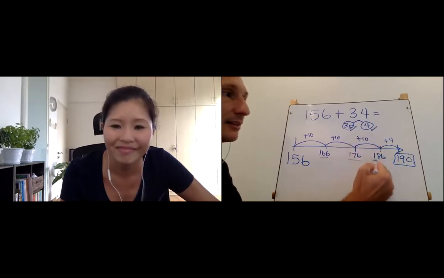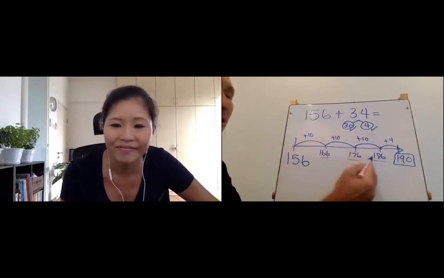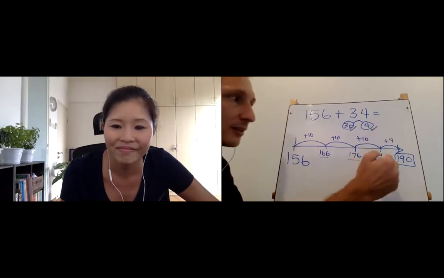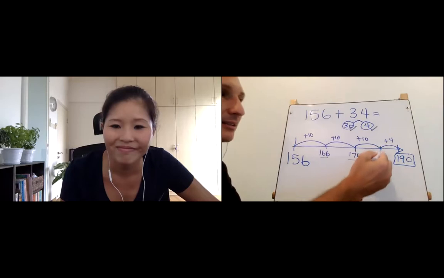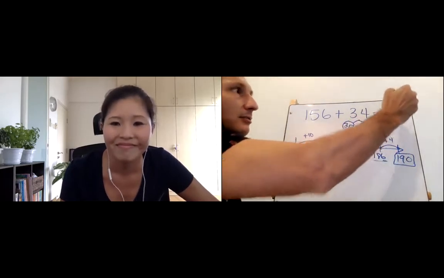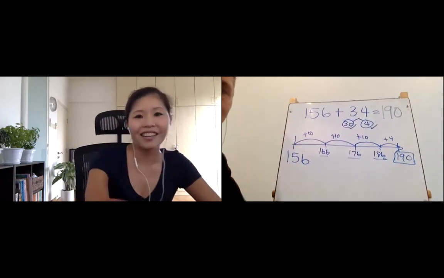I'm going to add another 10 because I'm adding 3 10s to get to 186. And then just count 4 more, and I found my friends of 10 already because that ended in a 6. And I counted 4 more to get to 190. That was my answer. Aha, great job, right.